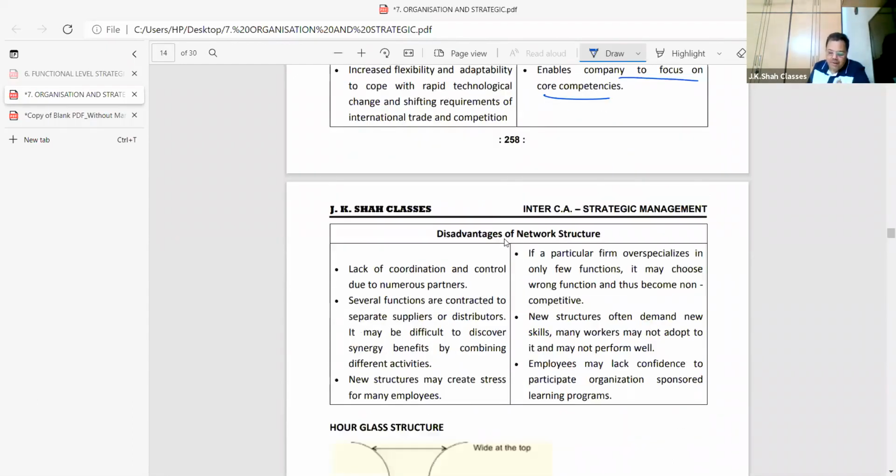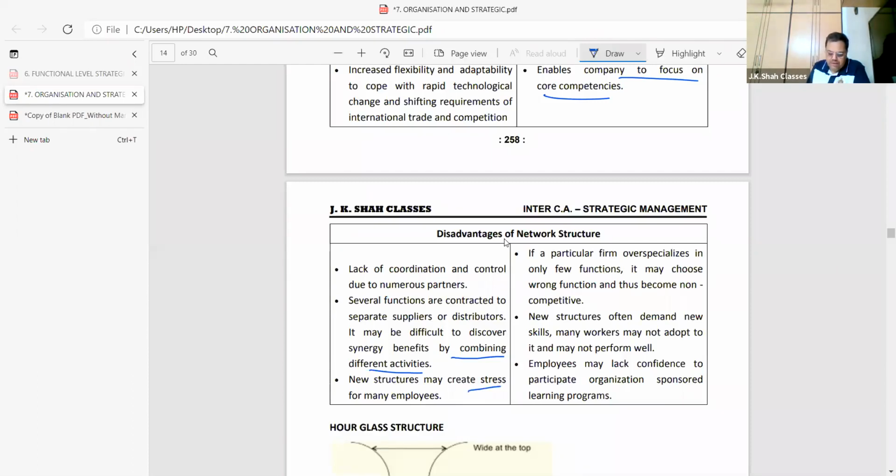What is the disadvantage? Lack of coordination and control due to numerous partners. That's the biggest problem. One particular person in that line is not efficient. The full product we will not be able to make and sell. So coordination is difficult. Several functions are contracted to separate suppliers or distributors. It may be difficult to discover synergy benefits by combining different activities. So which activity, who should be doing, may be a bit difficult.